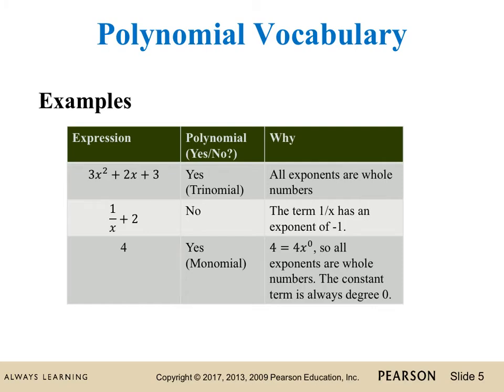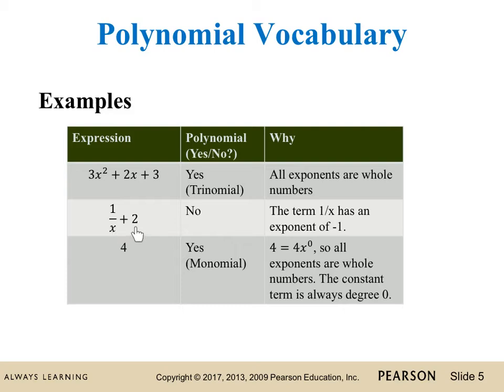So let's look at some examples. We're determining whether these are polynomials and if they are, why or why not. So 3x squared plus 2x plus 3. Yes, this is a polynomial. It's a trinomial. It has 1, 2, 3 terms. And it's a polynomial because all of the exponents are whole numbers. This constant term, we'll talk about that. It's a special case. That is a whole number exponent.